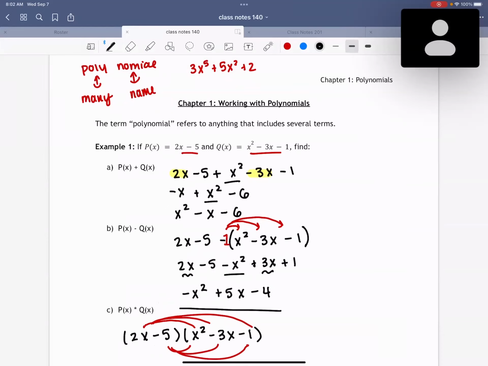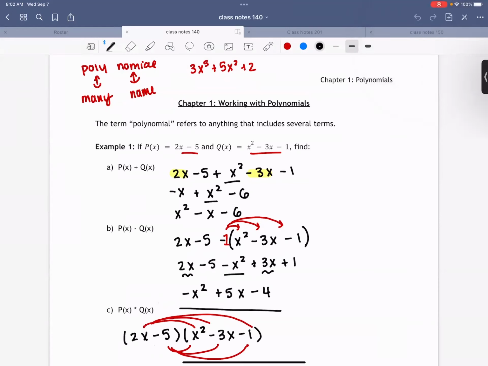Okay, and last class we started working with these things called polynomials. And we talked about polynomials, Jolene, right? Okay, and do you need a copy of this?